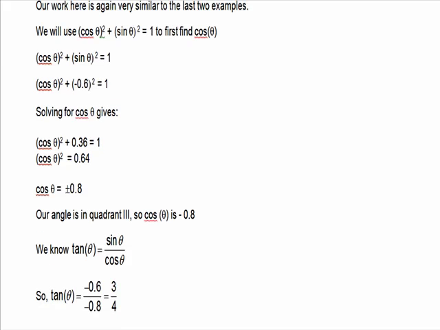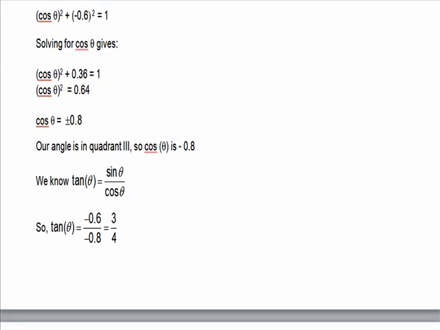Tangent again is sine over cosine. So tangent theta is negative 0.6 divided by negative 0.8, which gives me a positive 3/4, which I expect in quadrant 3. Everything's checking out. I feel pretty good about the work that I've done.